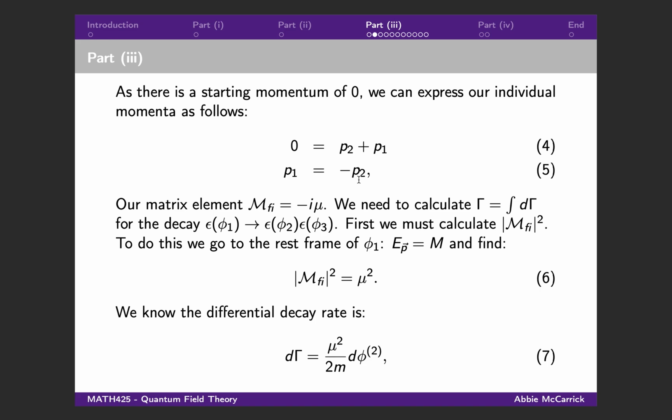We also know that the matrix element Mfi is equal to minus i mu, but we need to calculate gamma, or the integral of the differential decay width, for the decay phi 1 goes to phi 2, phi 3.